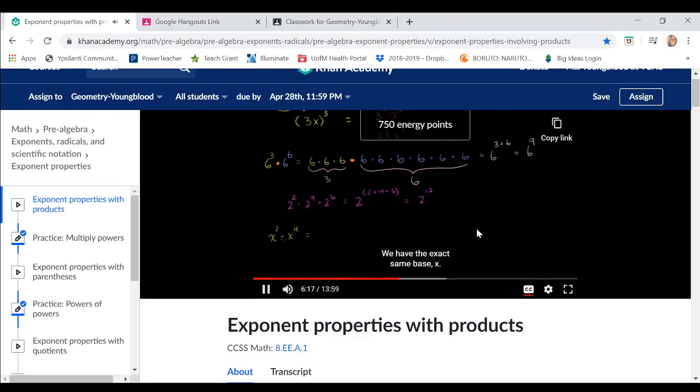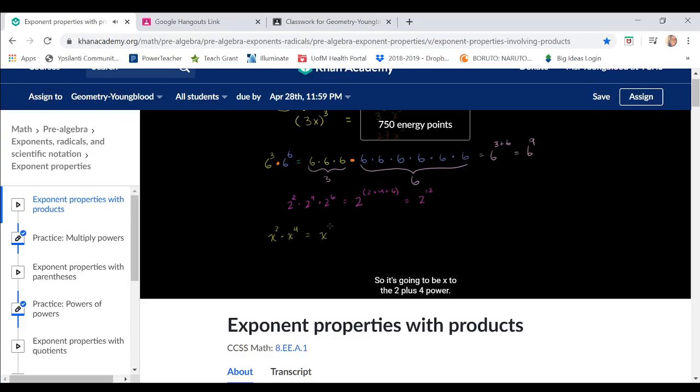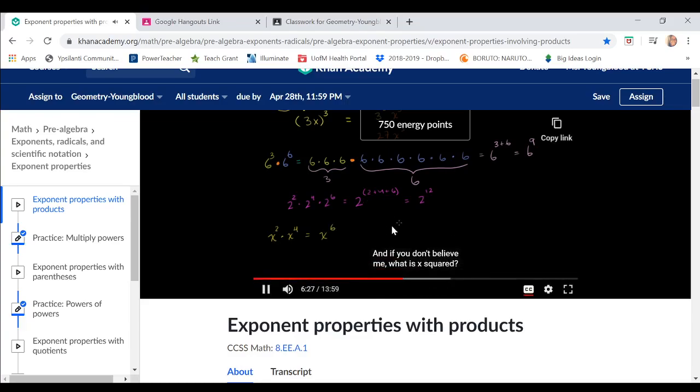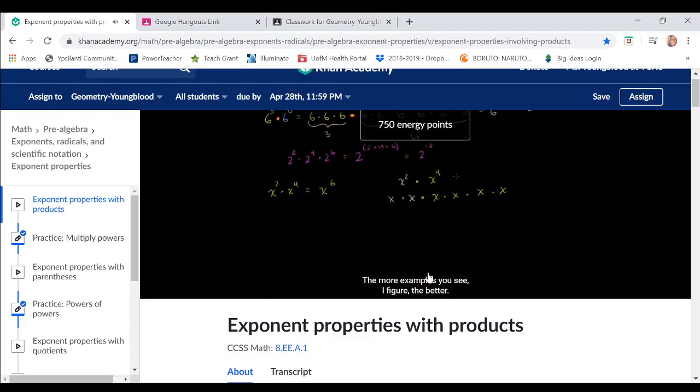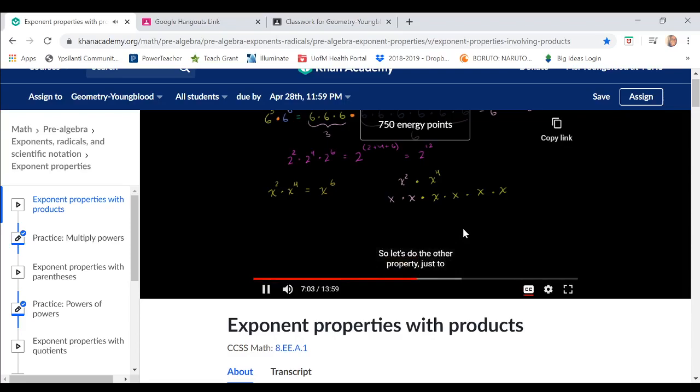Exact same base, x. So it's going to be x to the 2 plus 4 power. It's going to be x to the 6th power. And if you don't believe me, what is x squared? Here he's just showing how to write it out. So let me do the other property just to mix and match it.